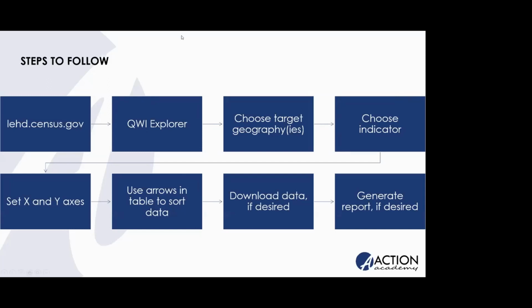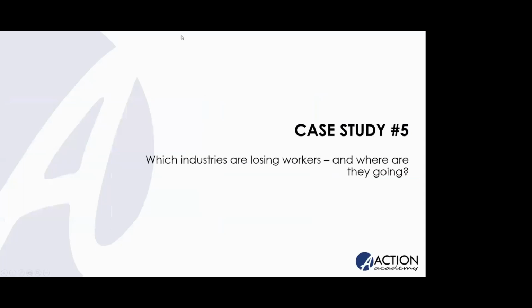The last case study we want to look at today is which industries are losing workers and where are they going? Maybe it's important to you as you're building the group portion of your book of business. You want to know what industries are warming up a little bit, where you can find people that might need your services, or what the churn looks like here in the local economy. We can do that too using some of this data.